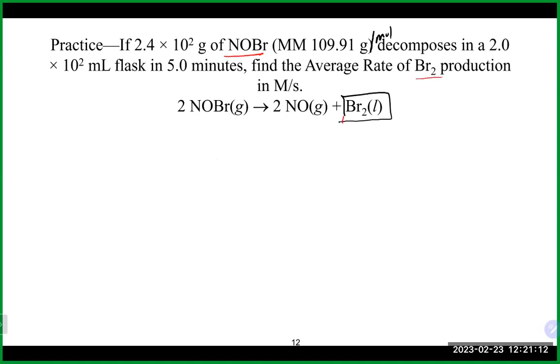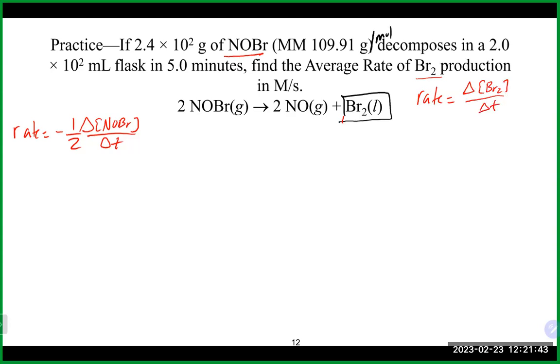So we can write our two rate expressions from the equation. The rate is equal to -1/2, again because NOBr is a reactant, so that's where the negative is from, change in concentration of NOBr over change in time. We also could do it for our Br2, where the rate is equal to, in this case, it's a product, so it's going to be positive. The coefficient is also 1, so we don't have to worry about it. So it's just going to be change in Br2 over the change in time.